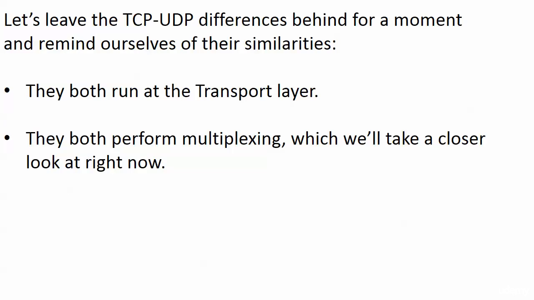Now we're going to leave the TCP UDP differences behind for a moment and remind ourselves of two similarities, really. They both run at the transport layer. We've got that down. And coming up next, we're going to look at this mysterious term called multiplexing. Sounds complicated. It's really not, but it's also going to introduce you to those port numbers we saw in both the TCP and UDP headers, and that is coming up next.